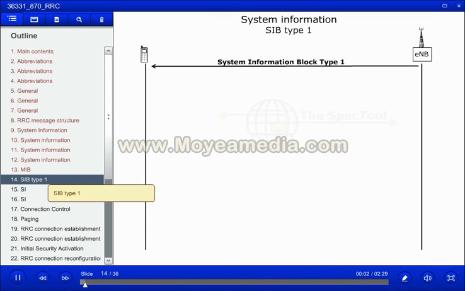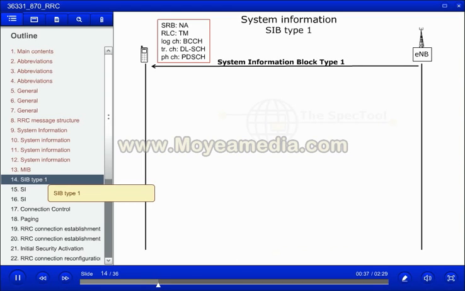System Information Block 1. System information is not delivered on any defined signaling radio bearers. RLC transparent mode is used and the logical channel is the broadcast control channel. For SIB1 and system information messages, the transport channel used is the downlink shared channel and the physical channel is the physical downlink shared channel.